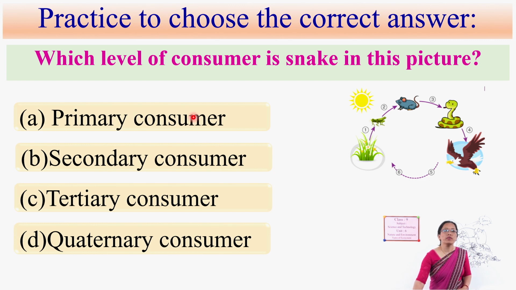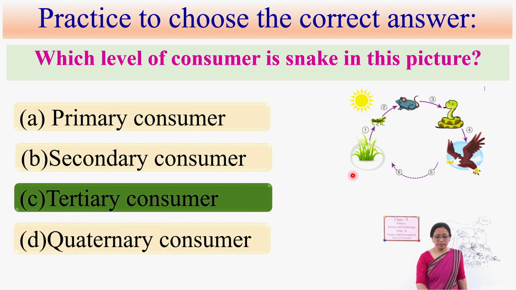First question is, which level of consumer is a snake in this picture? Just observe this picture. See here, plant is preparing food in the presence of sunlight and this plant is eaten by the grasshopper. Grasshopper is eaten by the rat. Rat is eaten by the snake. Snake is eaten by the vulture. So which level of consumer is a snake? Yes, which one? In this figure only. Can you say which one? Yes, very good. It is tertiary consumer.